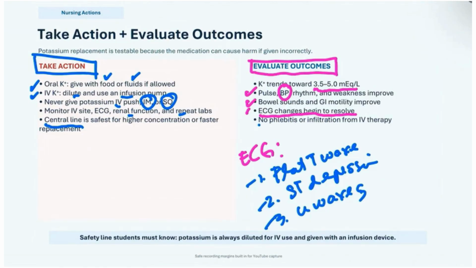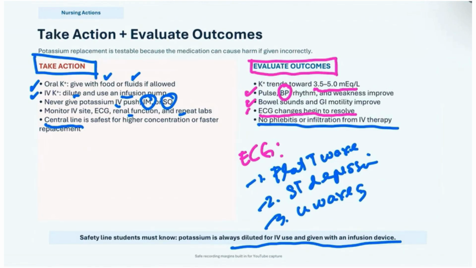And then finally, and this is very important because, like I said, potassium is an IV irritant. So evaluate the IV therapy itself. There should be no evidence of phlebitis or infiltration at the IV site. So remember the major safety point from this slide. Intravenous potassium should be diluted and administered using a controlled infusion pump. Never give potassium via intravenous push.